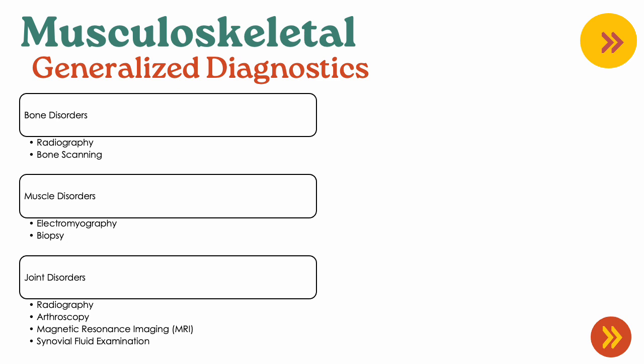So these are our generalized diagnostics. These are different things that help us to look at different disorders. You have bone disorders, muscle disorders, joint disorders. So they generally all follow the same suit with the few minor exceptions. So let's talk about bone disorders.